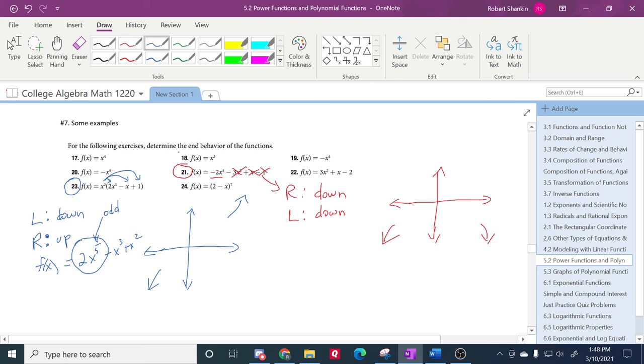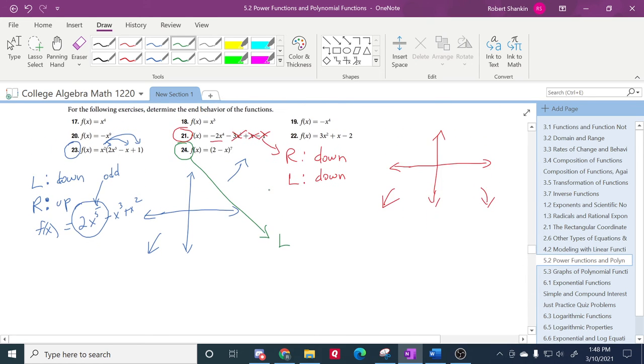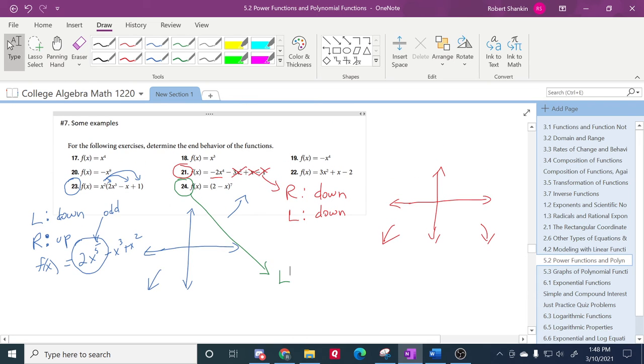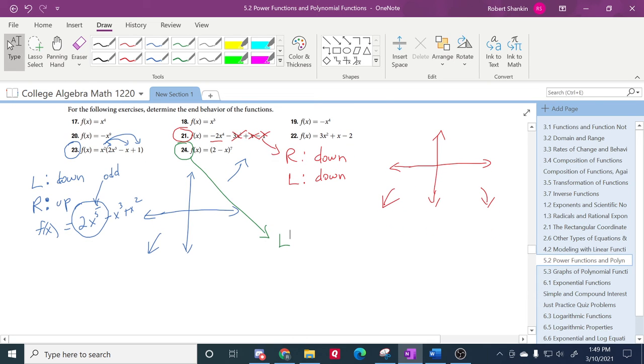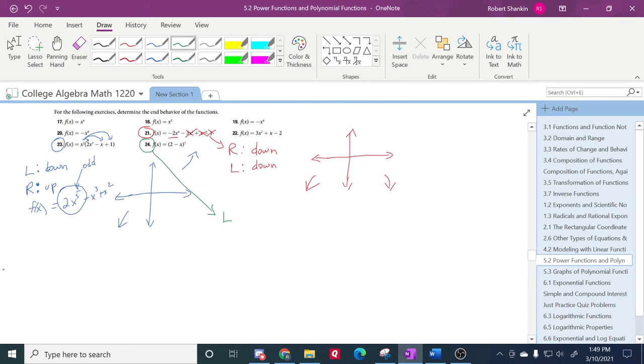Number 24, end behavior of that one. Well, actually, before this one, which is a complicated one, based on the feedback, let me give just a real quick summary again.